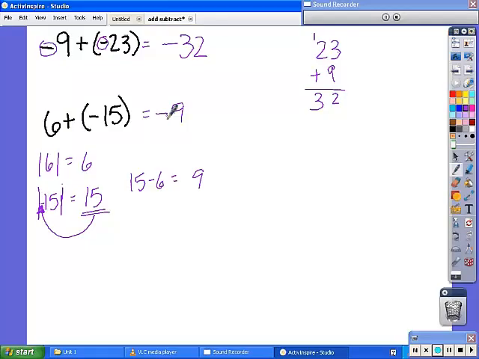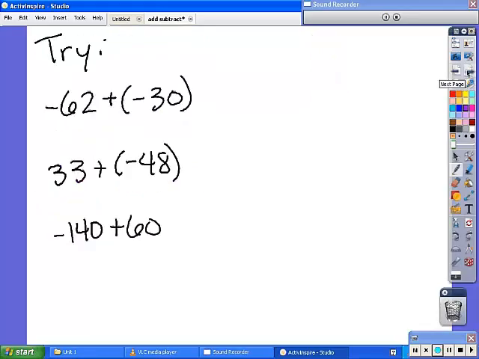All right, what I need you to do is pause it and try the next three, and when you're done, unpause it and see if you're right. So negative 62 plus negative 30, they have the same sign, so bring over the negative, and then 62 plus 30 gives you 92. 33 plus a negative 48, signs are different. 48 is going to be bigger. We're going to use that sign. And then we're just going to simply subtract 48 and 33, negative 15.